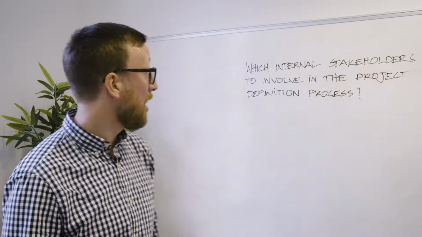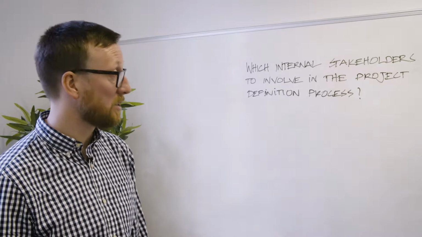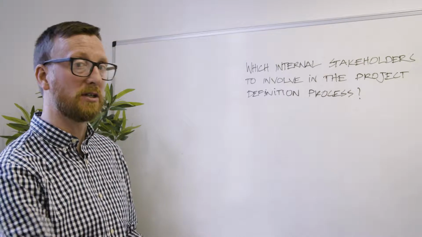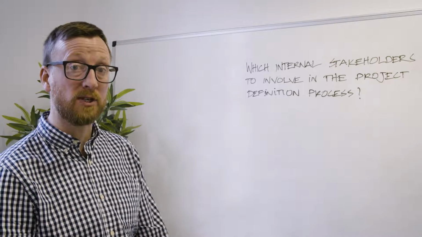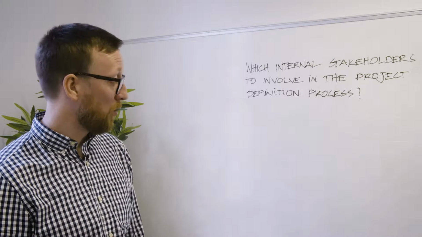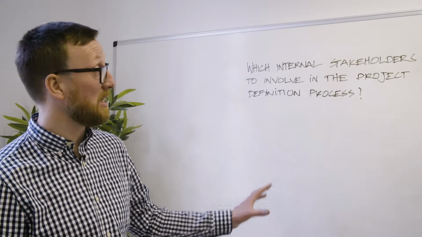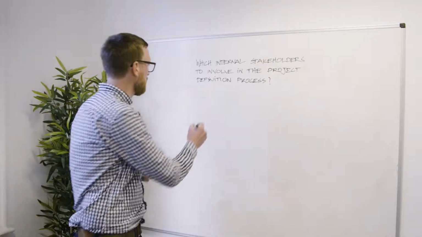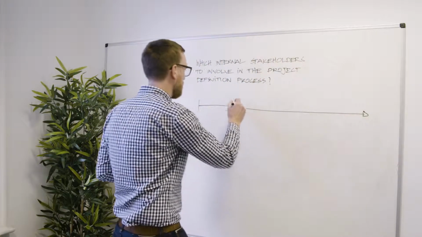One of the common questions we're asked is which internal stakeholders to involve in the project definition process. What we'll do today is explain what the project definition process is, where it takes place in the overall project. We'll look at the objectives of that particular process, the output from the process. We'll look at the format of any sessions, and also the attendees who should attend any of those sessions. So if I start out with just a project timeline, just to show you where this process takes place.